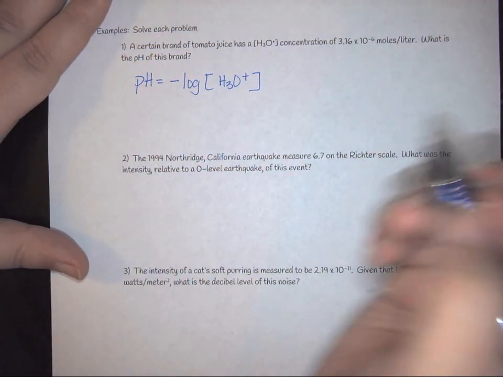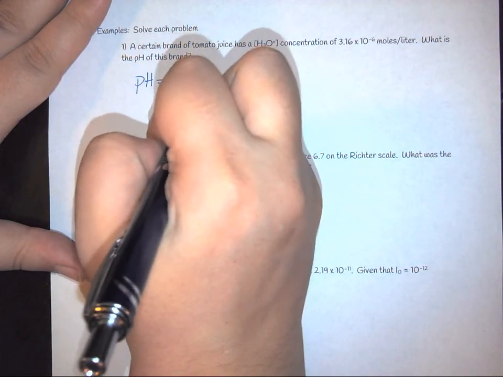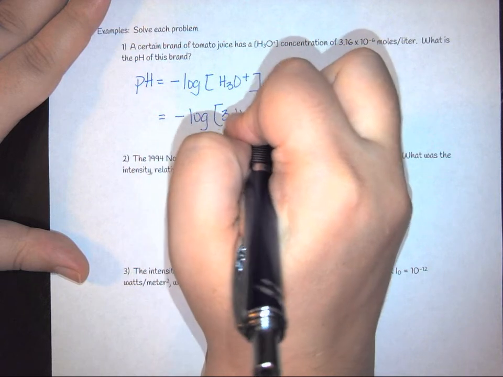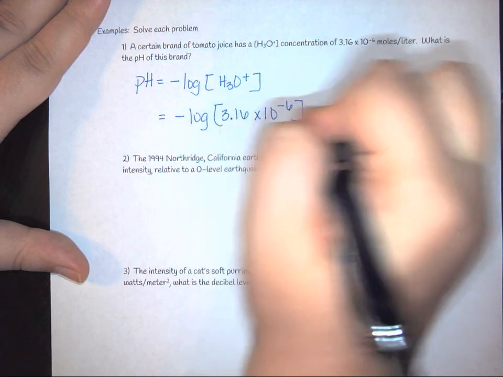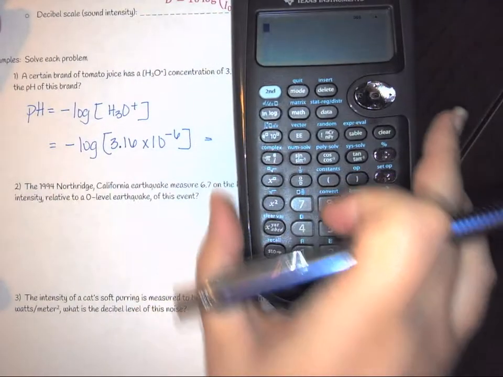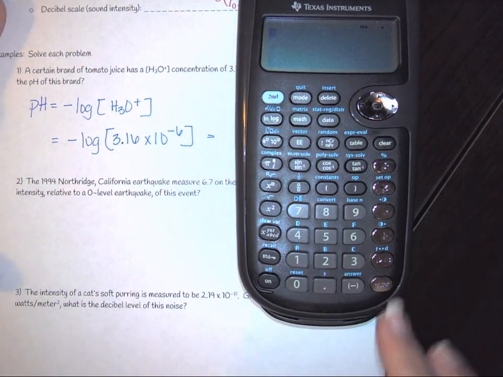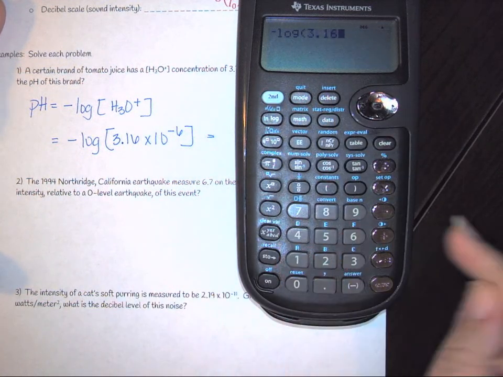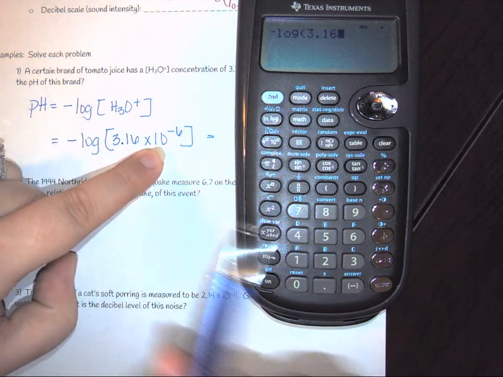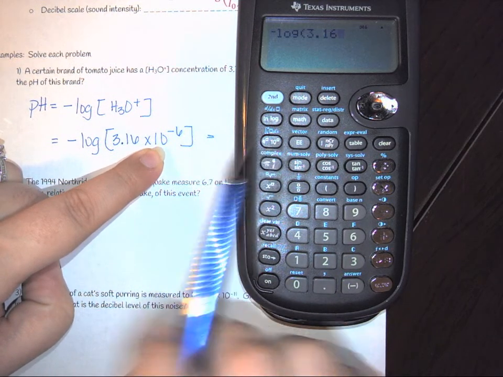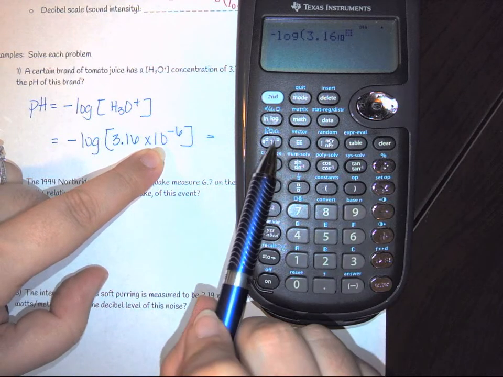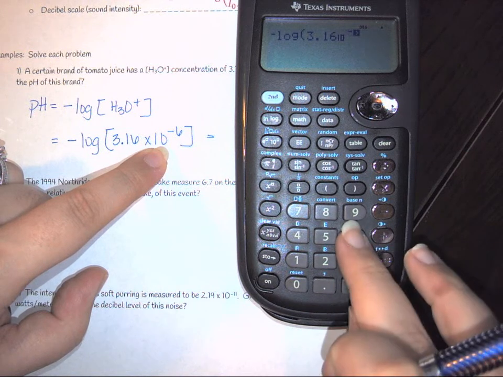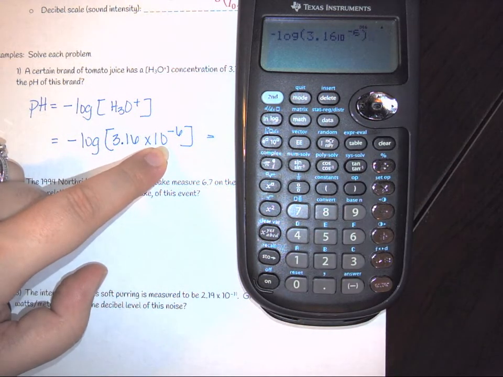So I just simply have to plug my concentration in. So this is the negative log, and my concentration was 3.16 times 10 to the negative 6. And then here I can use my calculator. So I'm going to take the negative log of 3.16. Now I need to do this 10 to the negative 6. So you see I've got this little 10 to the box. So I'm going to plug that in. That is your scientific notation on this particular calculator. And then here I'm going to take it to the negative 6 and close my parentheses.